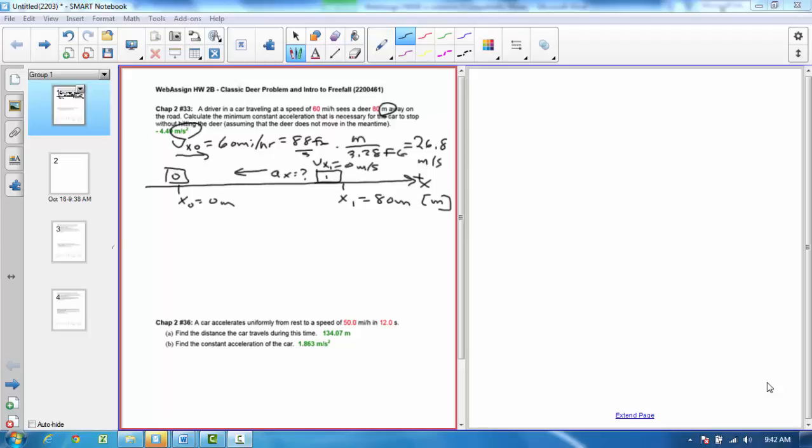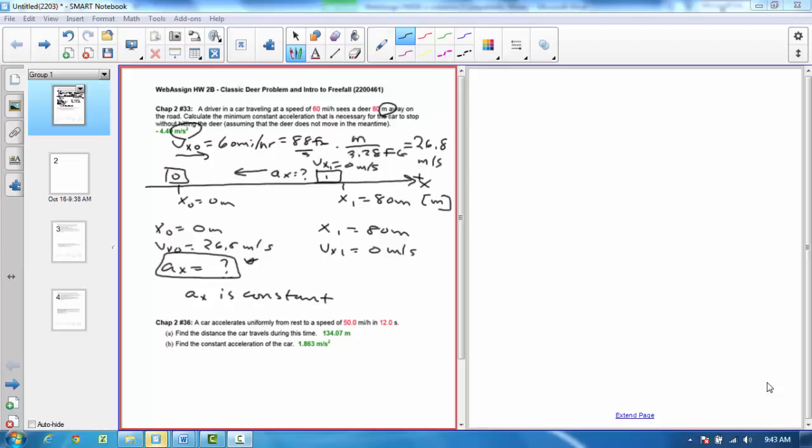Okay, but this is a constant acceleration problem. Let's start with our initial conditions here. We have x0 equals 0 meters, vx0 equals 26.8 meters per second, ax equals, that's what we need to find. And we know that x1 is 80 meters, vx1 is 0 meters per second. And that's our assumption, so we get to use equations 5 through 10.